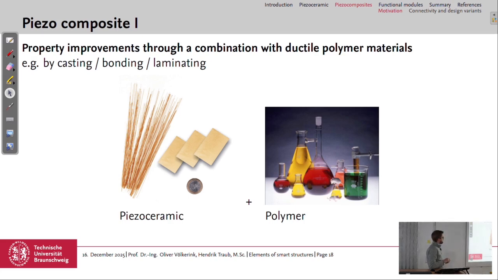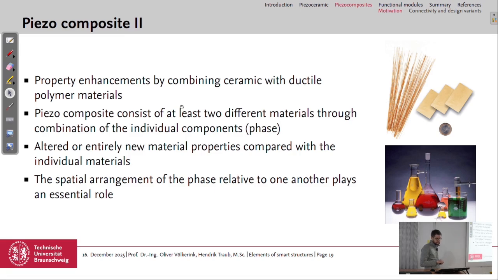And to make the piezoceramic really usable for our applications, we improve the properties through the combination of the piezoceramics with the polymer. And then we have a piezoceramic polymer composite, for example, by casting, bonding, or laminating. The properties are enhanced by combining these ceramics with the ductile polymer material. So we have the brittle ceramics with the ductile polymer.